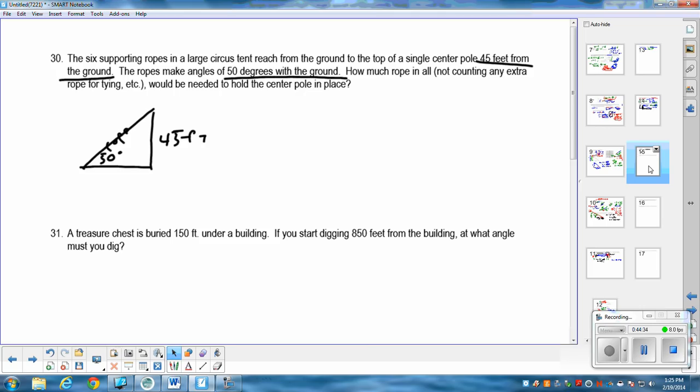And we would like to know how much rope we need, not including tying. So we would like to know how long the rope is. We'll come back to the fact that we need 6 of them in a few minutes. From the 50 degrees, we would like to know the hypotenuse. We know the opposite, so we're going to use sine.